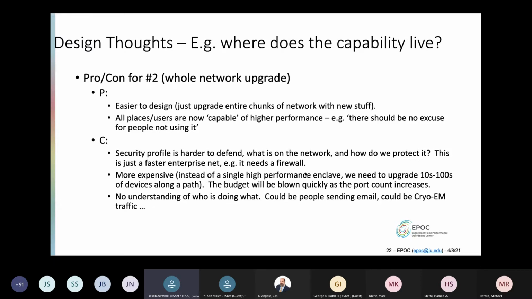But your cons here is that the security profile becomes incredibly harder to defend. You don't know what's going on. It is the Wild West, right? It's just a bigger version of your enterprise network, and now you've allowed people a little bit more ability to try to use it for high performance applications. It becomes more expensive as a result of this because instead of just upgrading one or two key components to support the high performance use cases, now we have to upgrade everything to support those. And you don't have an understanding of who is doing what. It could be email, it could be cryo-EM work, you really don't know.